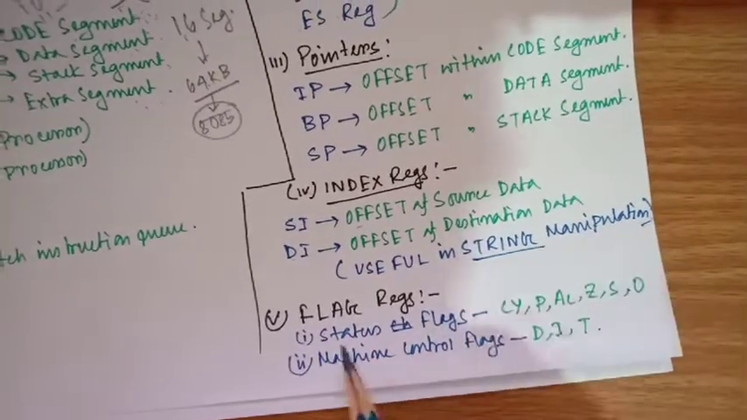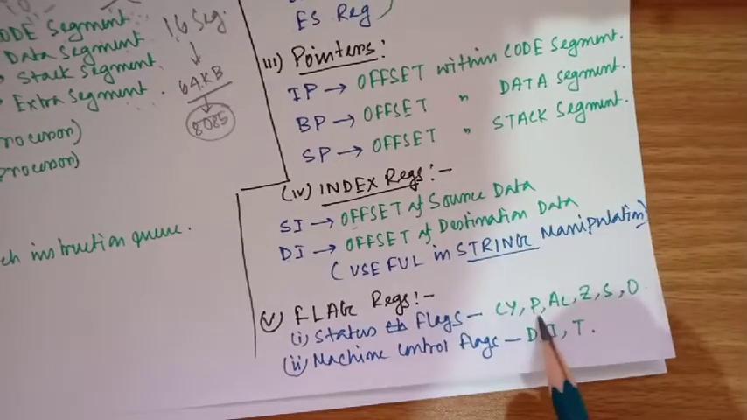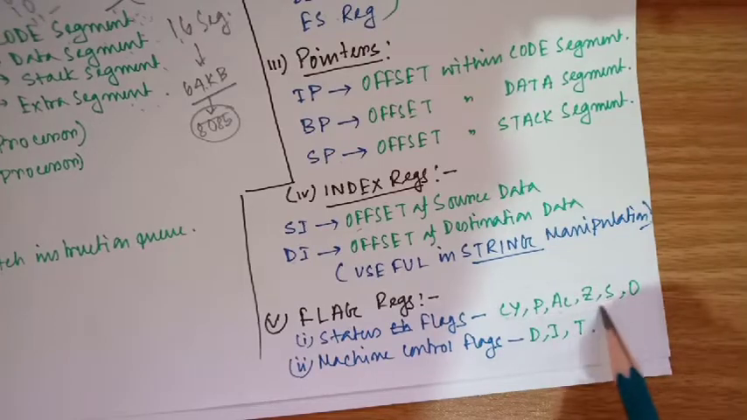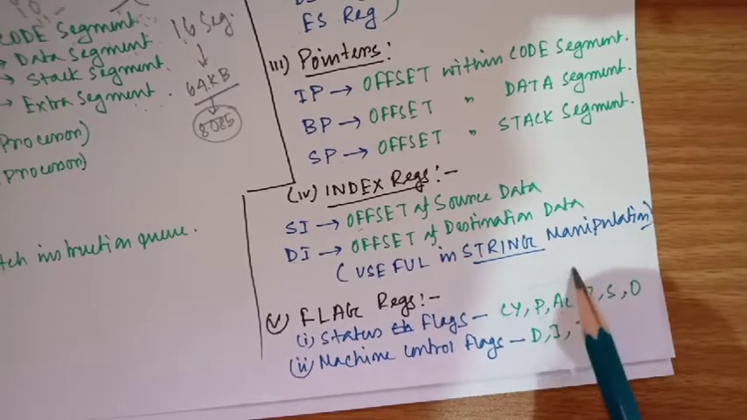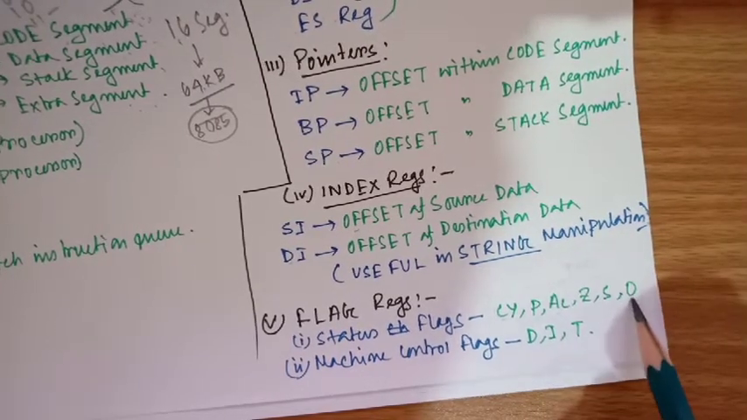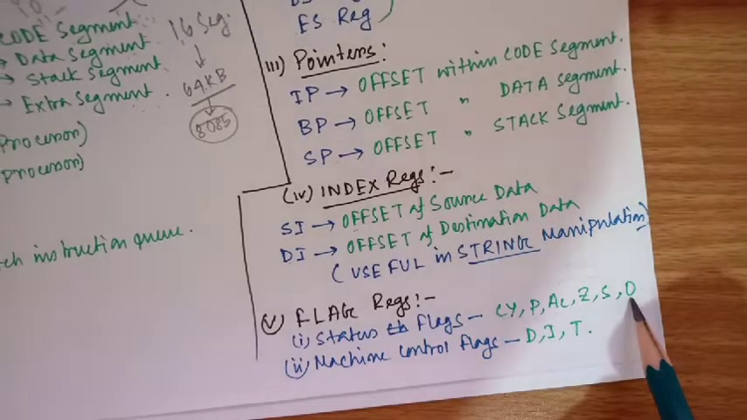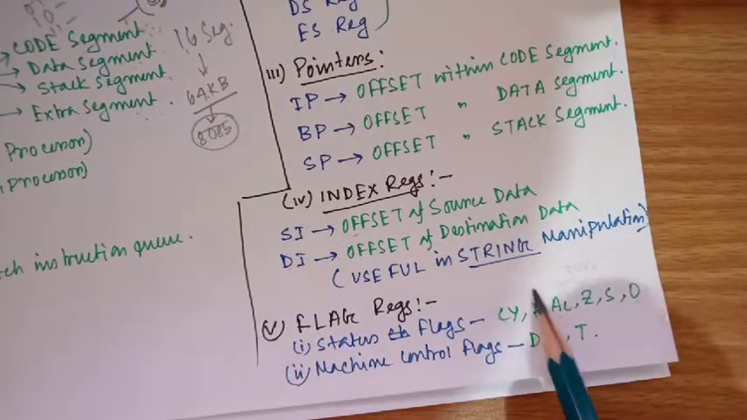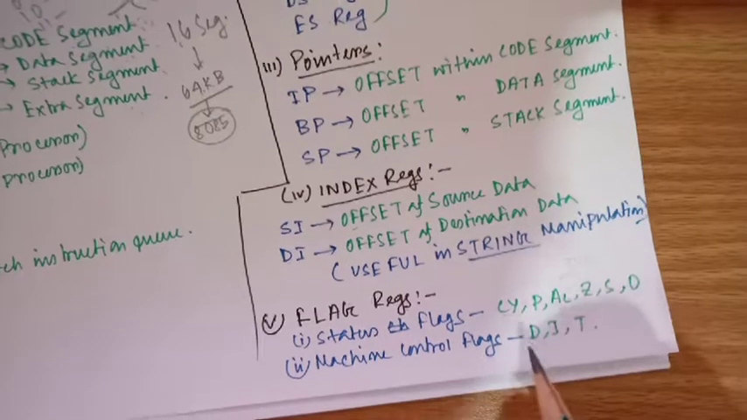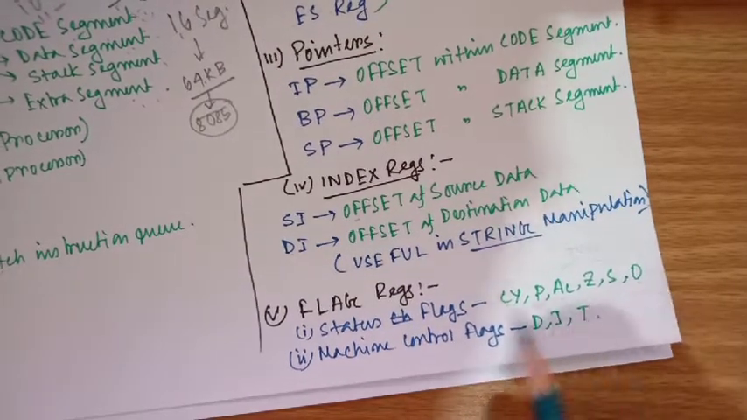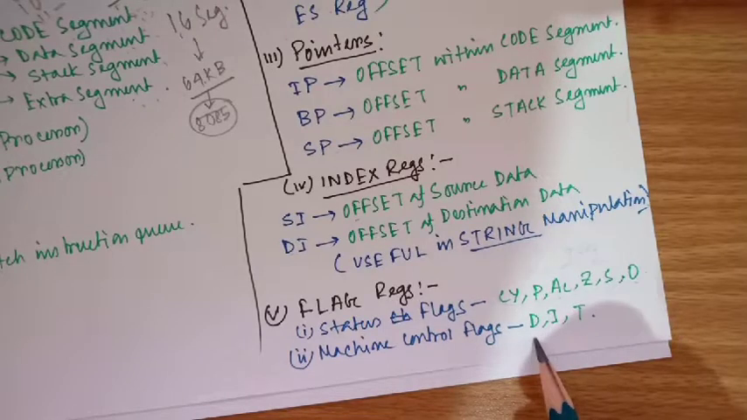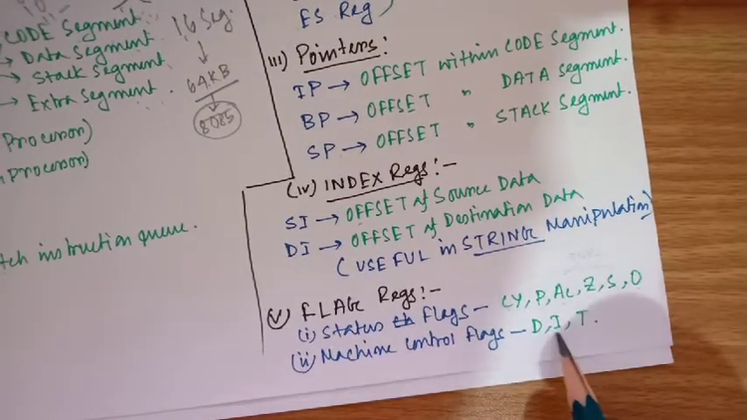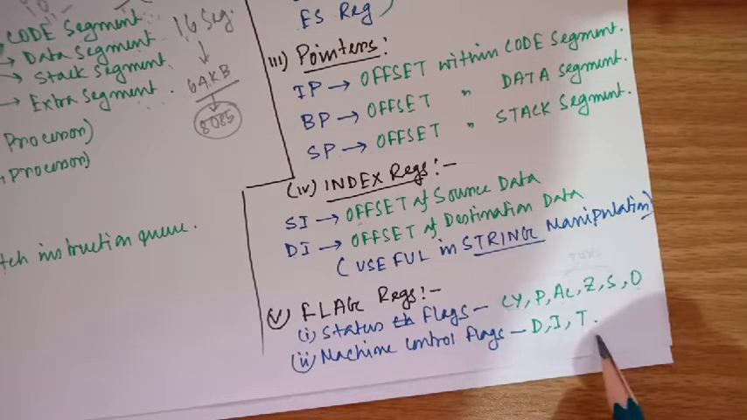So what are their names? The status flags we have are carry, parity, auxiliary carry, zero and sign. These 5 names are common because we have studied them in case of 8085. This O represents overflow. That is a new one. Overflow was not present in case of 8085. So these are the 6 status flags. Then we have 3 more flags which are called machine control flags. Their names are DF, IF and TF: direction flag, interrupt flag, trap flag.